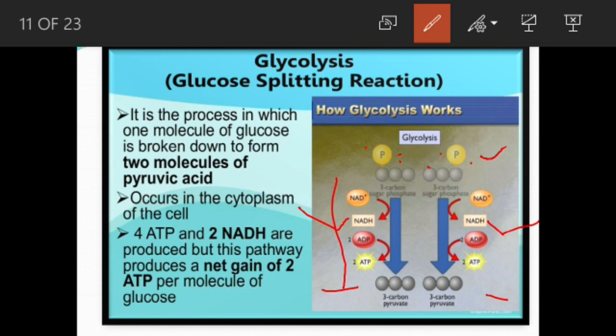Now see, let me revise it. 1 molecule of 6 carbon containing glucose gets converted into 2 molecules of 3 carbon containing pyruvate, and produces 2 molecules of ATP and 2 molecules of NADH. And what is NADH? NADH is the electron carrying molecule. Always remember, your electron carrying molecule is NADH. Is that clear?